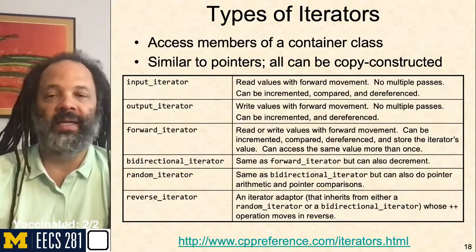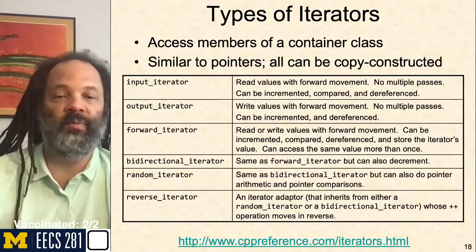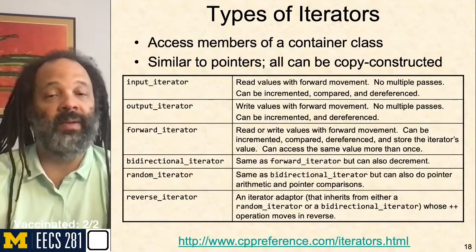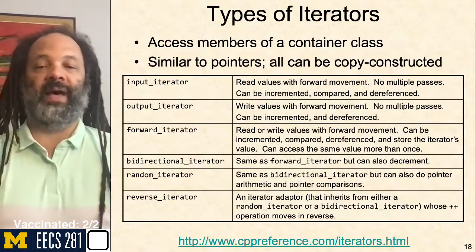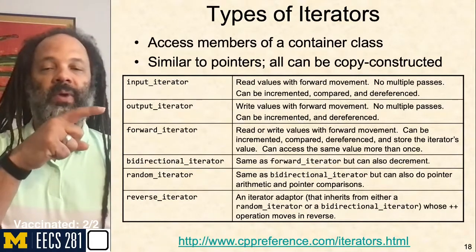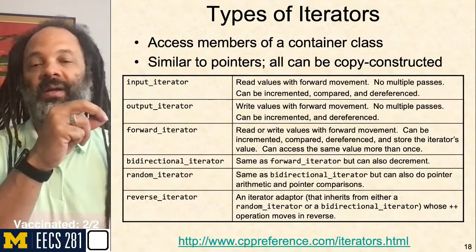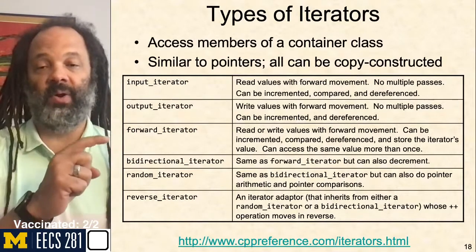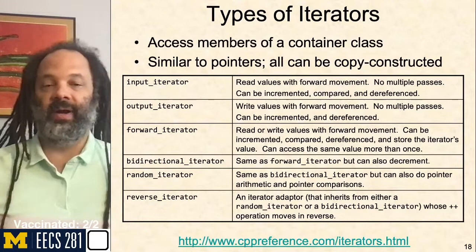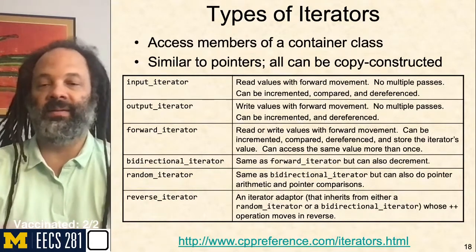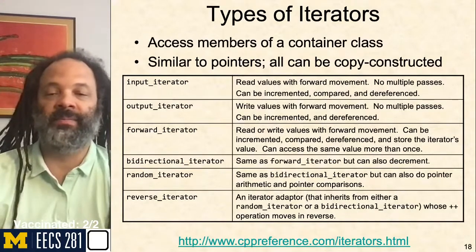A forward iterator is kind of a combination of input-output iterator. It allows us to read and write with forward movement. But now, in addition to being able to increment, compare, and dereference, we can also store the iterator's value. So up here with input and output iterators, we couldn't take one along the line and say, I like that one, I'm going to save it for later. You can't do that with input-output iterators, but with forward iterators, you can. A bidirectional iterator is just like a forward iterator, but it can also be decremented. That's pretty interesting when I'm needed to move backwards through a container.